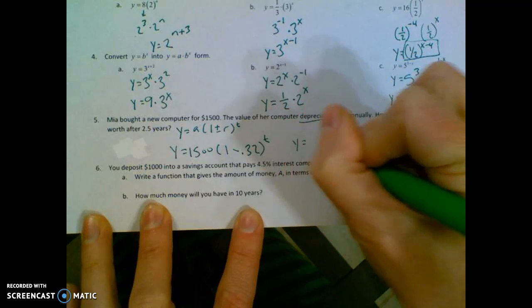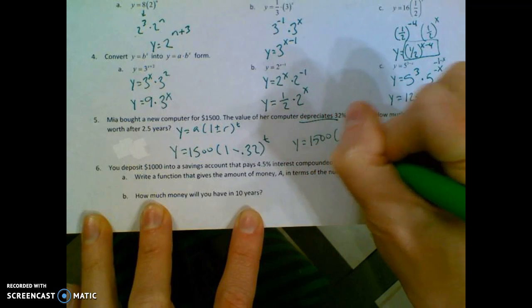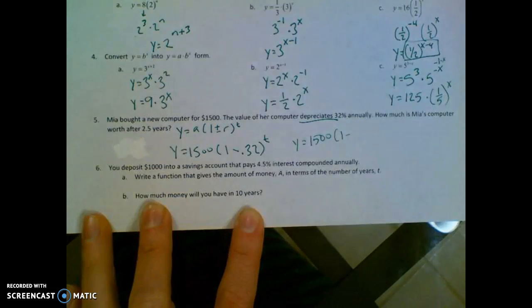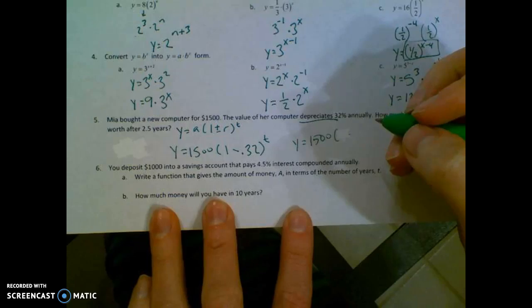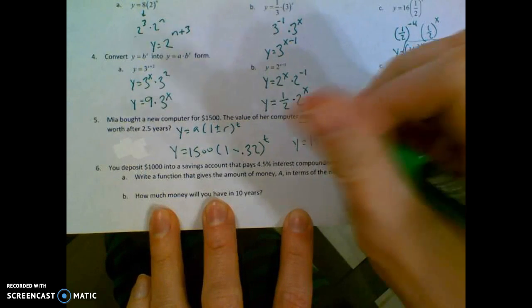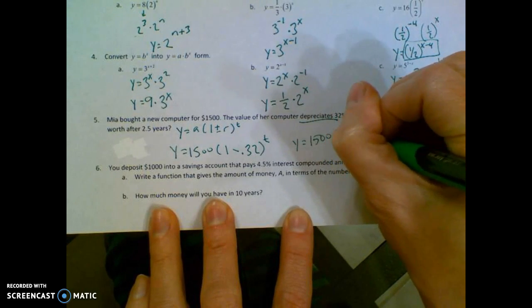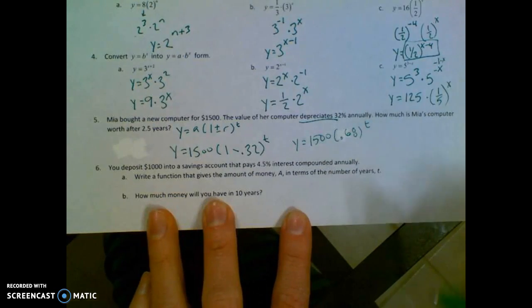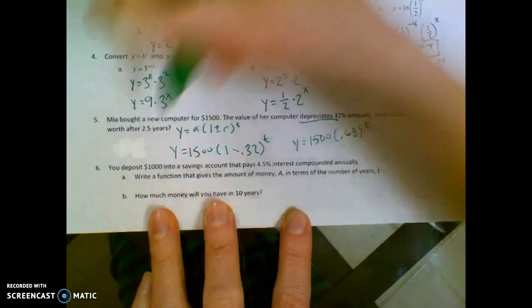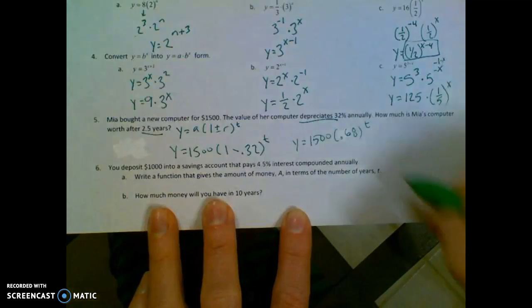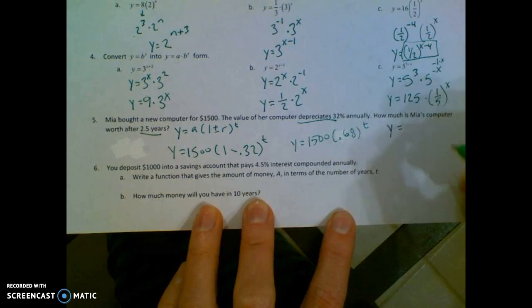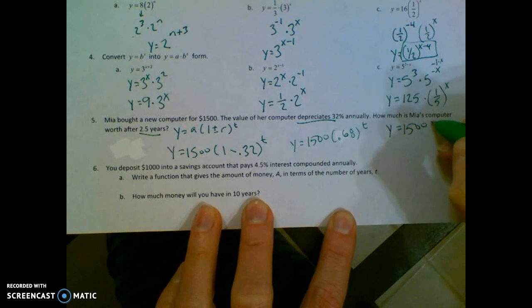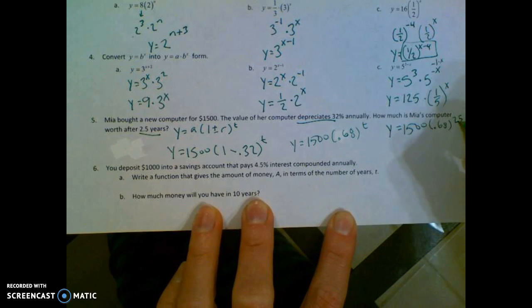So my equation, when you do that, is going to be 1500 times 1 minus 0.32, which is 0.68, to the t. So that's your equation. And then it says, how much will her computer be worth after 2.5 years? So just plug in a 2.5 in there. And you can use that right in the calculator. So y equals 1500 times 0.68 to the 2.5. Plug that straight in the calculator.